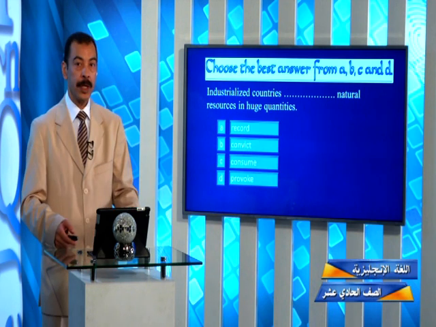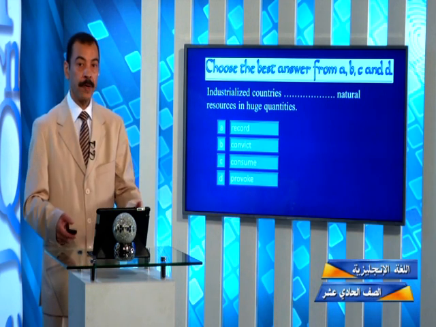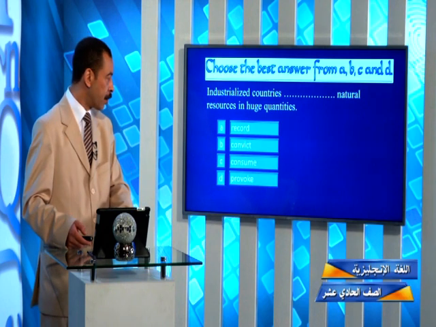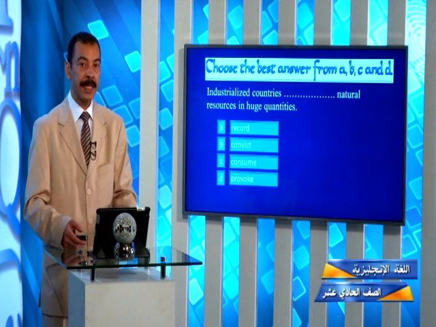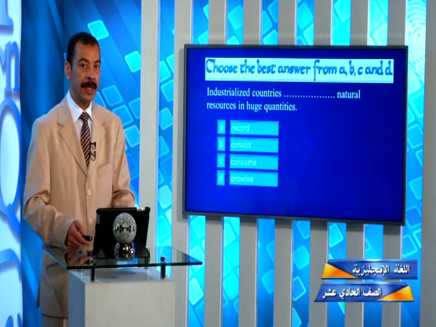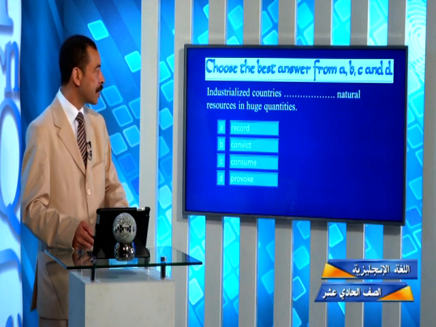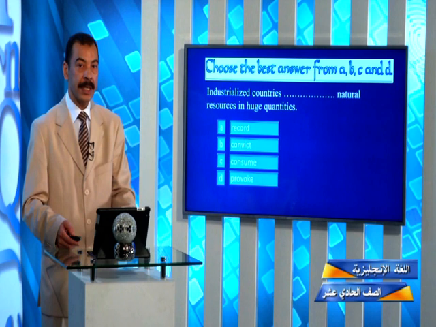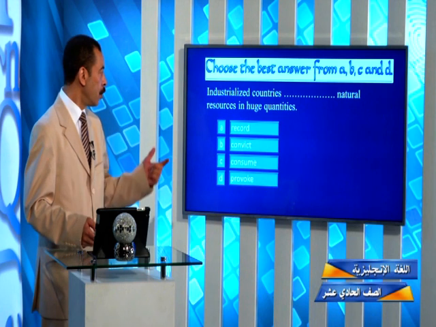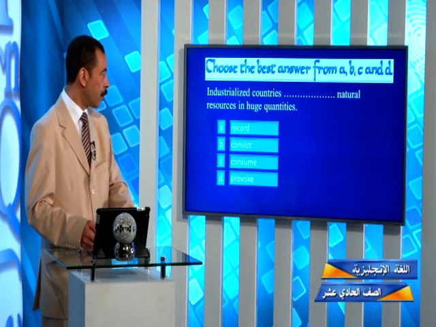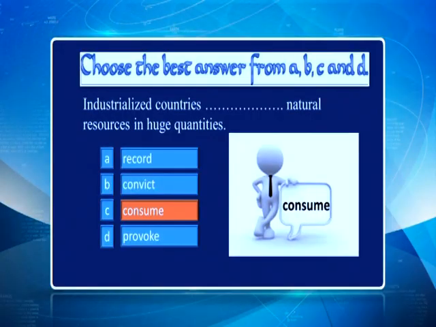And convict, normally we use it with criminals, consume with food or other products, and provoke someone in a fight, for example, to cause him to do a fight. So here we have industrialized countries, natural resources. What do we do with natural resources, like water, like food? We record, convict, consume, or provoke. Excellent, we consume. So industrialized countries consume natural resources in huge quantities.